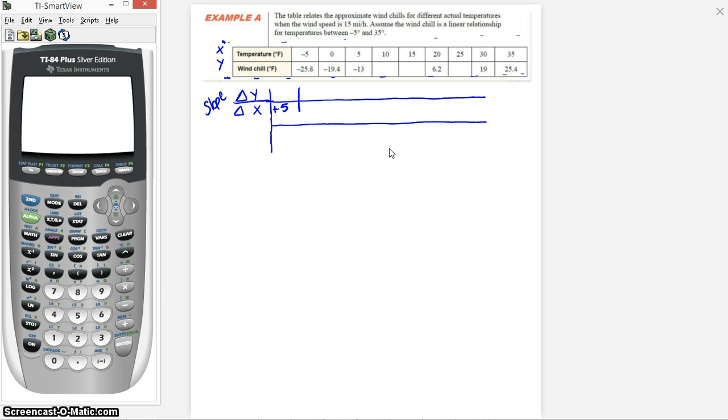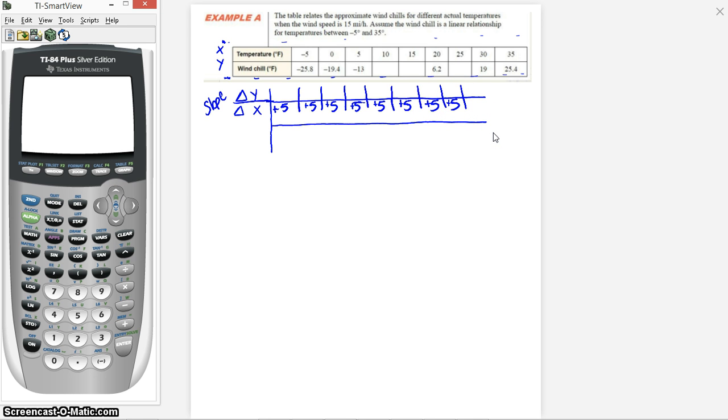Okay, now let's just keep doing X because it looks like my X values are just going up by +5. Let's write that out. How many are there? 1, 2, 3, 4, 5, 6, 7, 8 spaces. Plus 5, plus 5, plus 5, plus 5, plus 5.